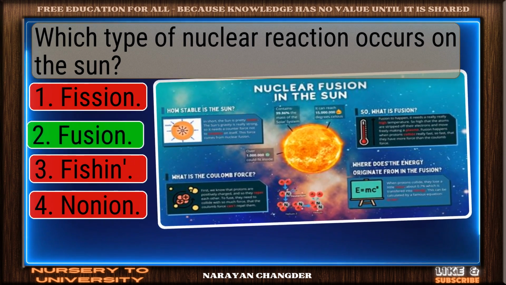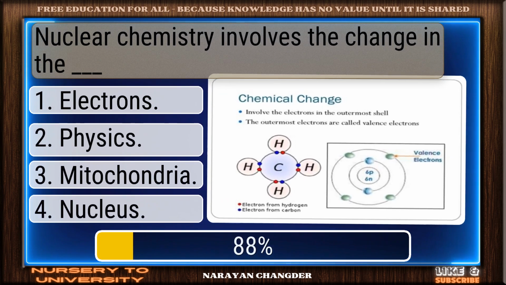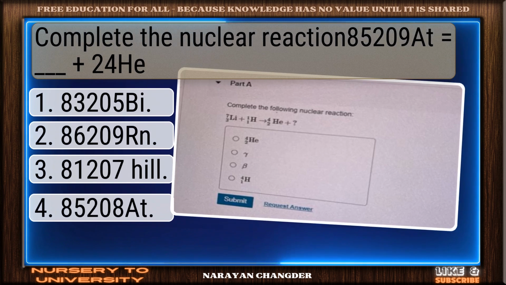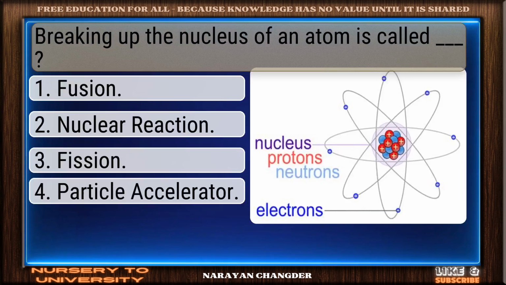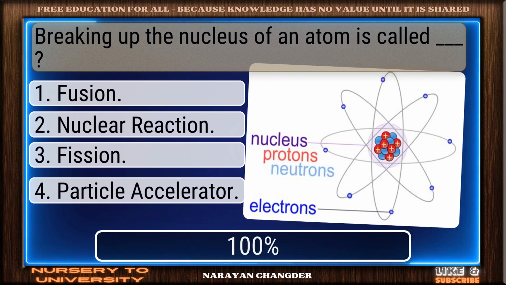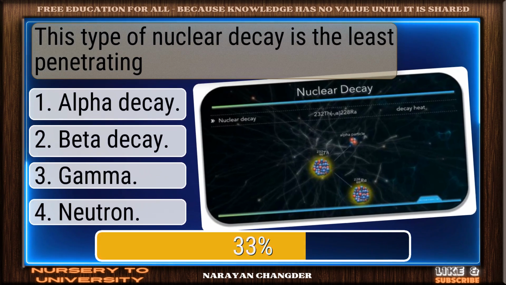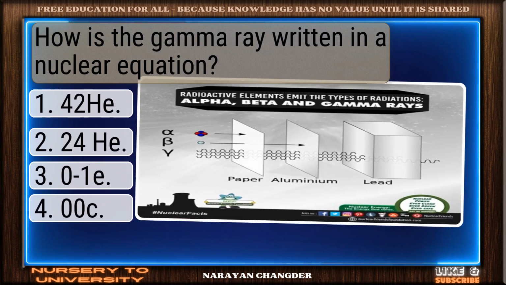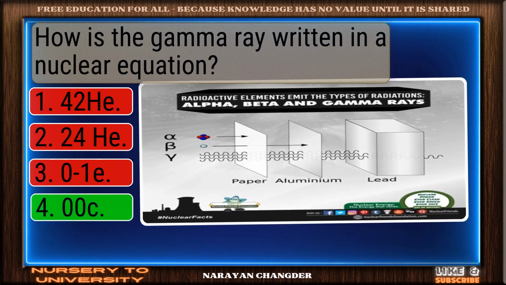Fusion. Nuclear chemistry involves the change in the dash. Nucleus. Complete the nuclear reaction 85209 equals dash plus 24. 83205. Breaking up the nucleus of an atom is called dash. Fission. This type of nuclear decay is the least penetrating. For alpha decay, how is the gamma ray written in a nuclear equation?